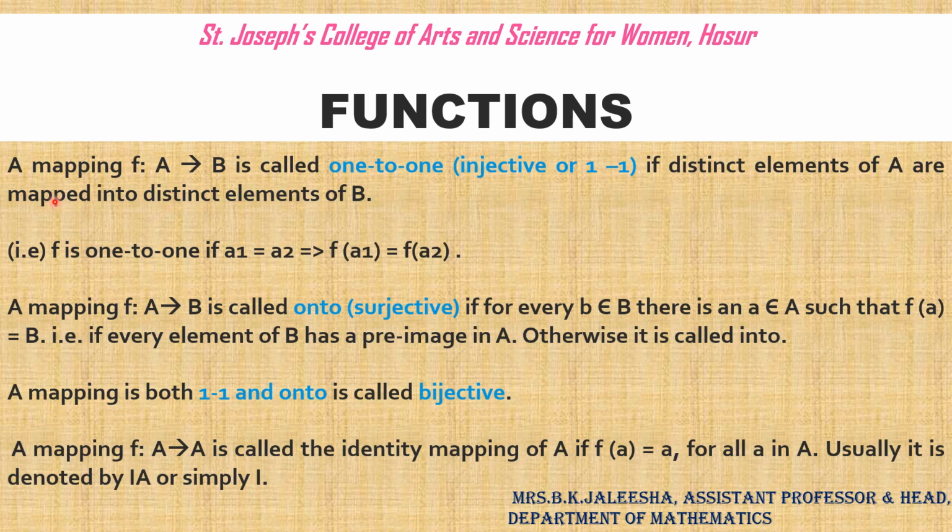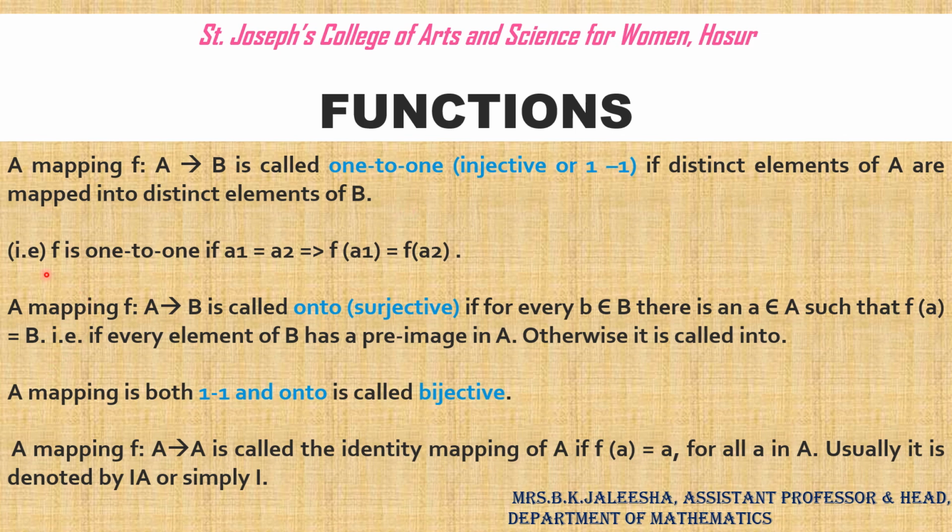Now we are going to see about the types of function. First one is the one-to-one function. It is also called injective. A mapping f from A to B is called one-to-one, or otherwise called injective, if distinct elements of A are mapped into distinct elements of B. So each element of A should be mapped to a different answer. That is called one-to-one mapping.